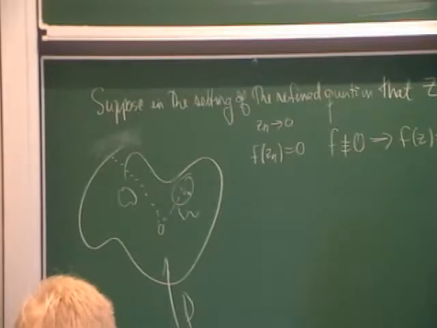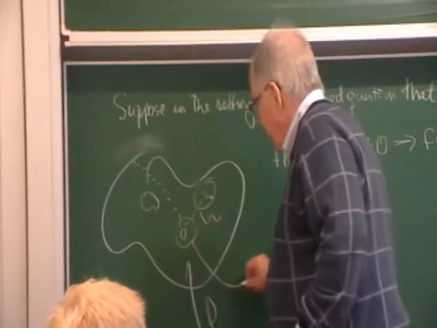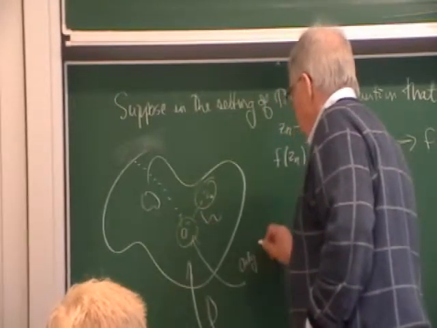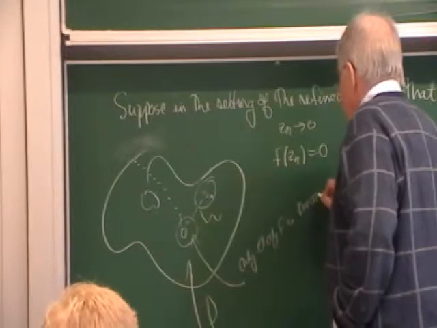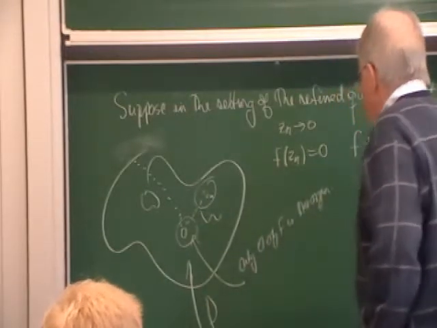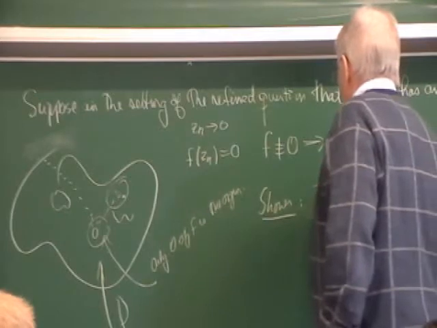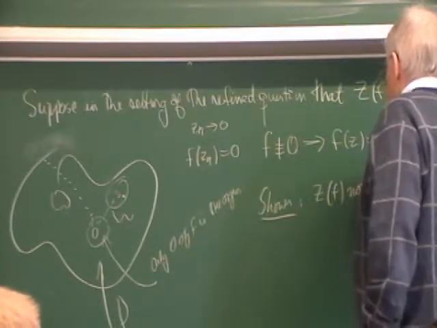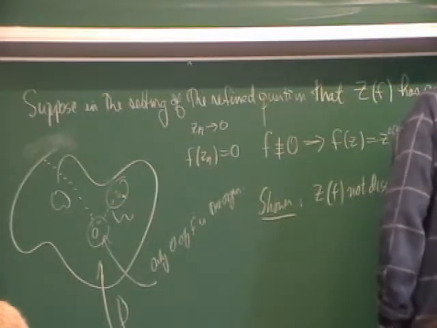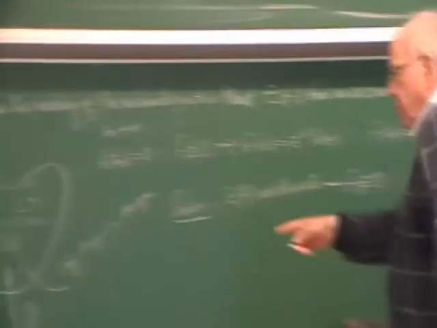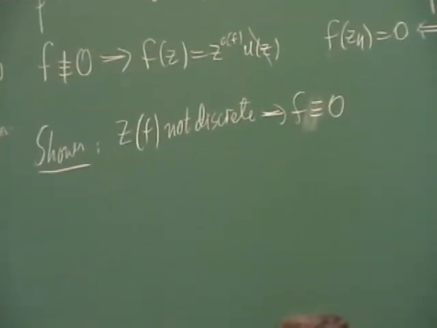Okay. So if it's not identically 0, then in the neighborhood of the origin here, the only 0 of f is the origin. So what we've shown here is: zero set of f not discrete implies f identically 0. So we proved this thing by contraposition. Okay. You okay on that?